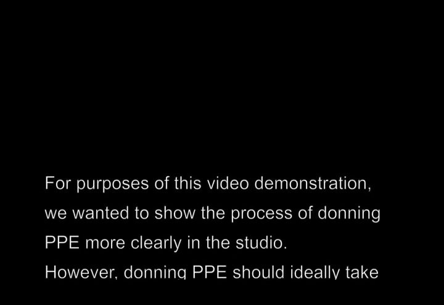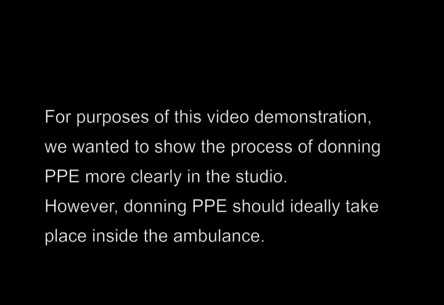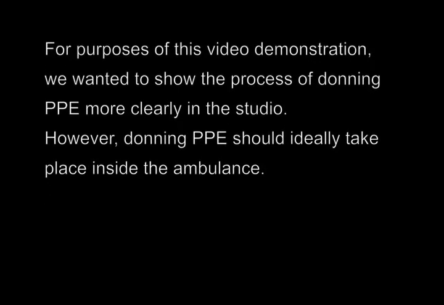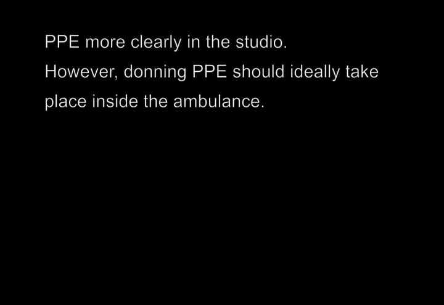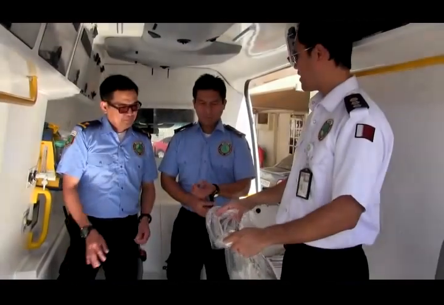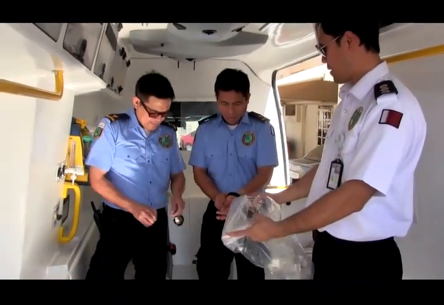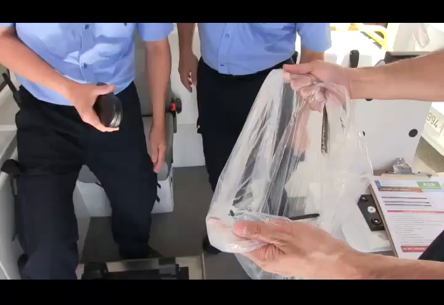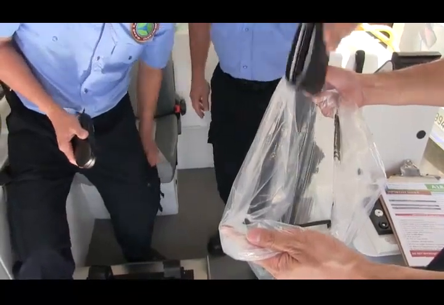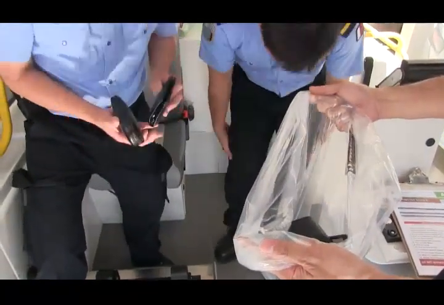For purposes of this video demonstration, we wanted to show the process of donning PPE more clearly in the studio. However, donning PPE should ideally take place inside the ambulance. First, remove all personal items. This includes items such as jewelry, phones, wallets, and pens.